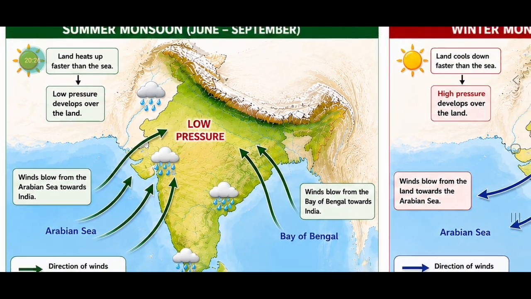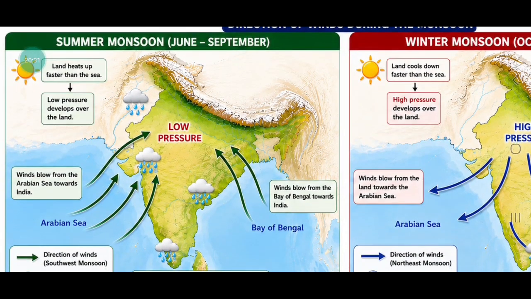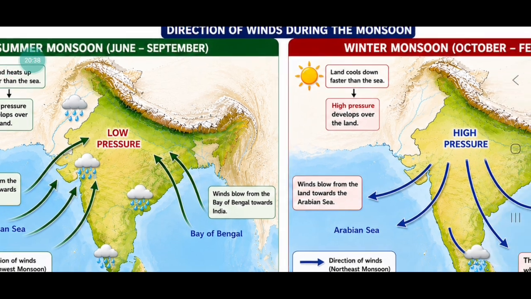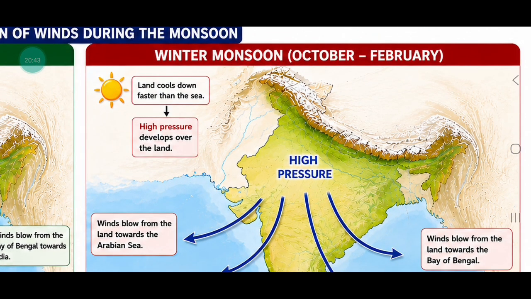Fine children, here it is. So this is the summer monsoon, the direction of the winds on the map of India and some other conditions. Now, withdrawal of the monsoon means the winter monsoon. When the monsoon withdraws from our country, it moves out of our country.